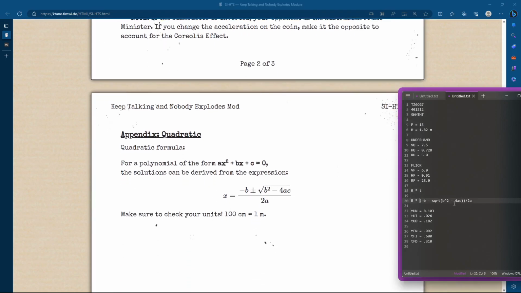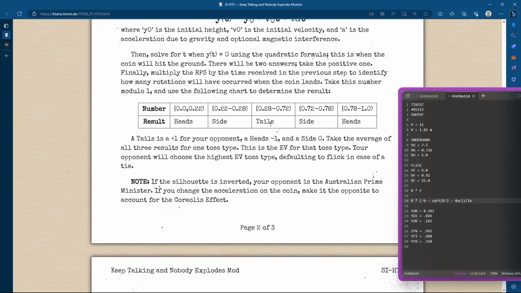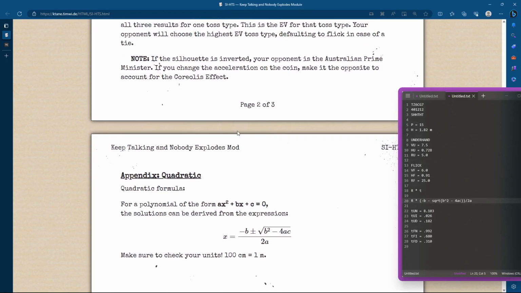So I've already put it here. Negative b minus, it's plus or minus, but when doing the mod, minus will always give you the positive answer, which is the one you're keeping. The negative one doesn't make any sense. Why would we have a negative amount of time? So negative b minus the square root of b squared minus 4ac all over 2a.